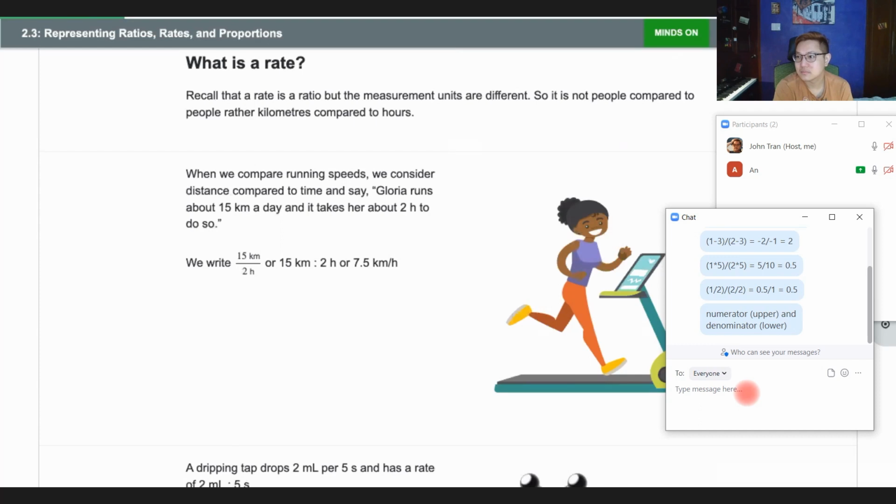What is a rate? Recall that a rate is a ratio, but the measurement units are different. So it is not people compared to people, rather kilometers compared to hours. A running rate is basically similar to velocity, like speed, how fast something moves.